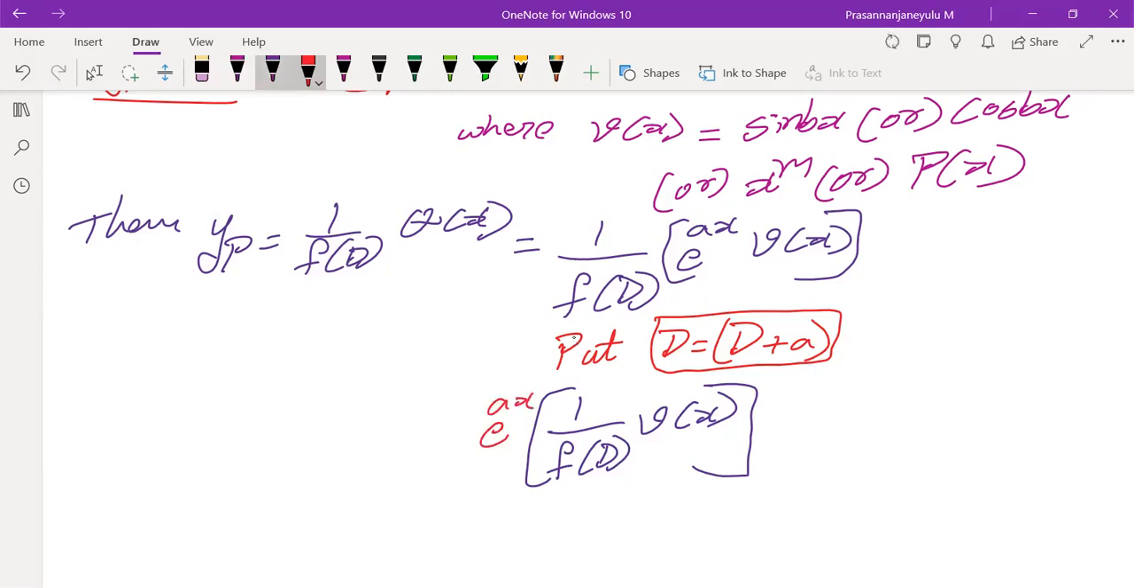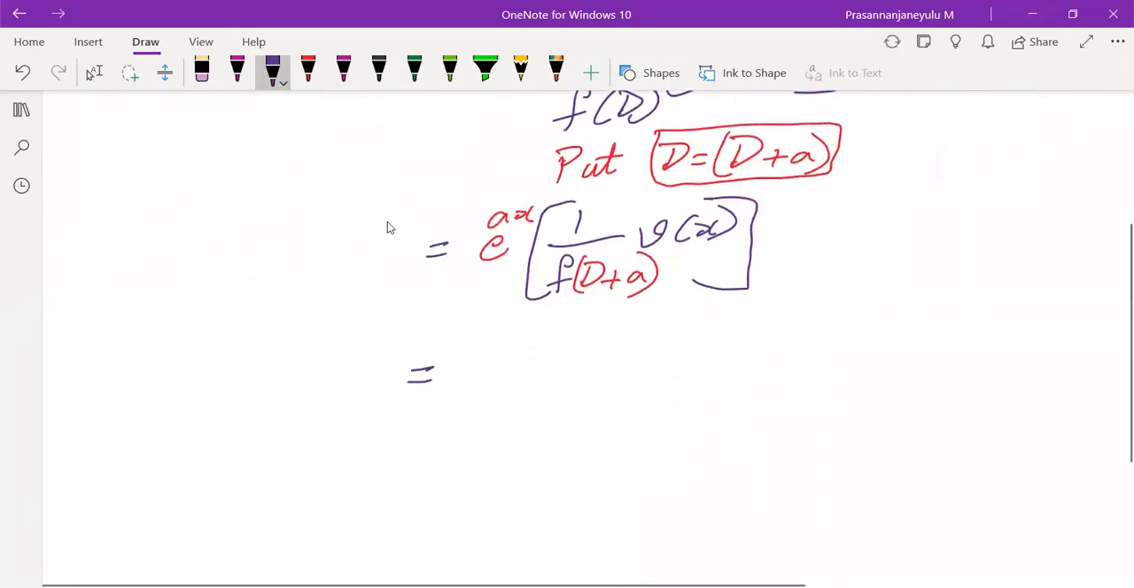Is it clear to everyone? It equals e power ax, which we have to write as a prefactor. Whenever we write e power ax as the prefactor, then in the denominator in place of d we substitute d plus a. So this is the function. Till completion of the problem, e power ax we should write only as a prefactor. We should not write e power ax in the numerator part either. Like this also you should not write it. This is also wrong.